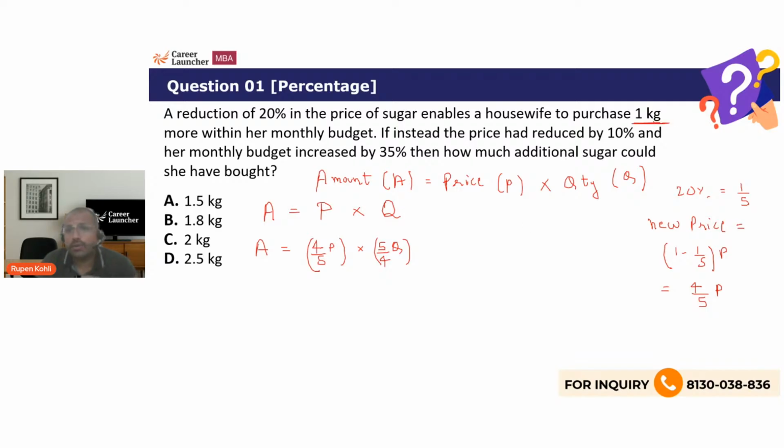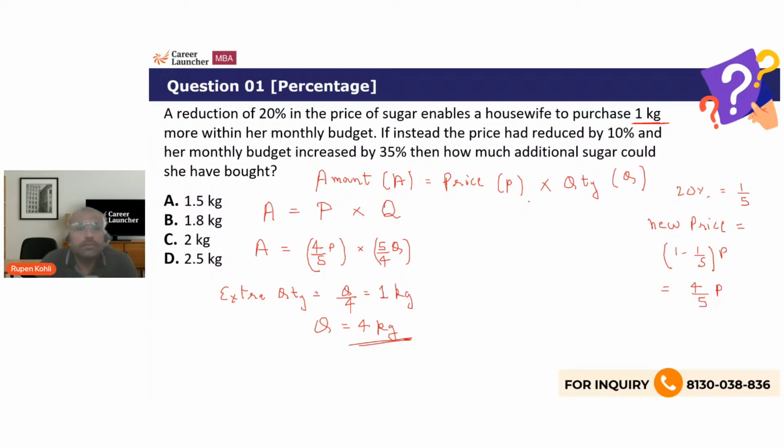This 1 kg is the extra that she can buy, 1 kg more. So the extra quantity is 5 by 4 Q minus Q, or Q by 4. The extra quantity is Q by 4, and that is given as 1 kg. So our Q comes to be 4 kg. From this statement, we are able to interpret that she originally used to buy 4 kg. This is what we can understand.